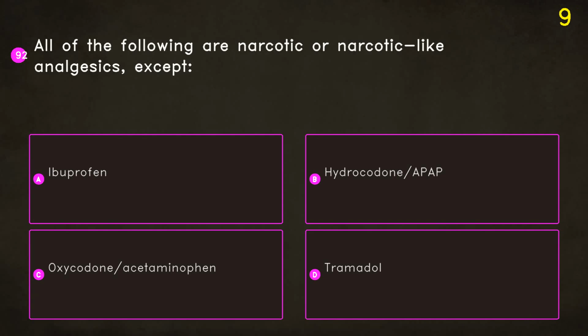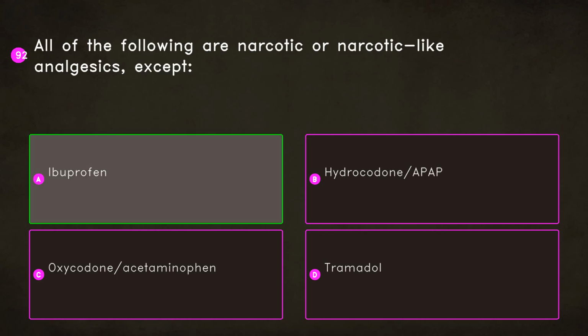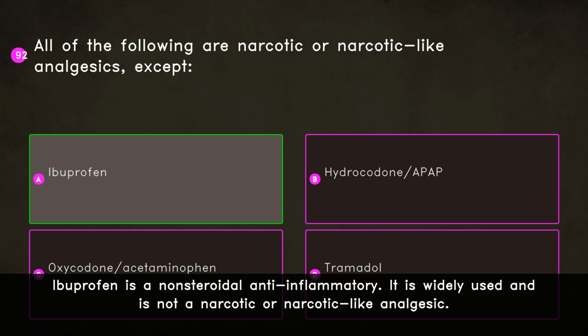Question 92. All of the following are narcotic or narcotic-like analgesics, except A. Ibuprofen. B. Hydrocodone/APAP. C. Oxycodone/acetaminophen. D. Tramadol. The correct answer is ibuprofen. Ibuprofen is a nonsteroidal anti-inflammatory. It is widely used and is not a narcotic or narcotic-like analgesic.